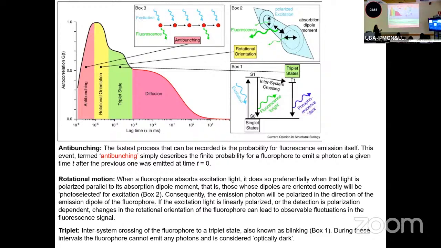So a rotational motion is like photoselection. And then there's another process called the triplet state process, which is the process of intersystem crossing. If you remember Jablonski's diagram, there's a process called intersystem crossing to a triplet state, and that's like a blinking state. So for some period of time, the molecule turns off and then it turns back on.